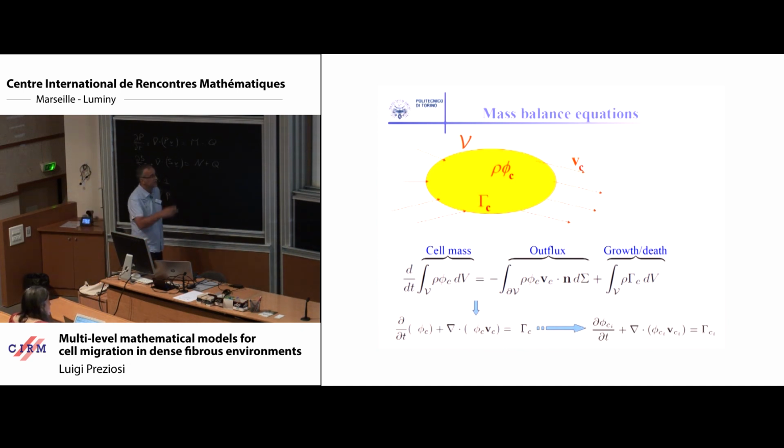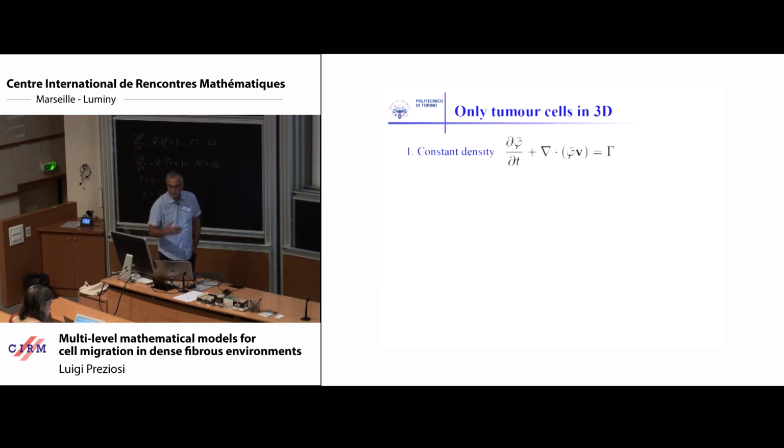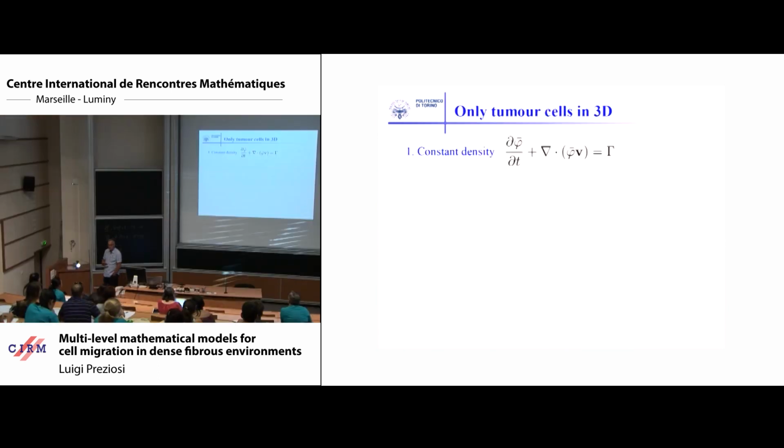The difference between this equation here and this one is that I have a velocity for each component, for each constituent, and here you have a common velocity. So let's do something from the beginning. This is new, in the sense that let's start with just one single cell.